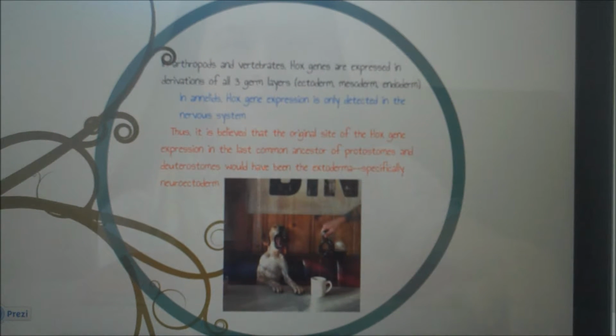In arthropods and vertebrates, Hox genes are expressed in derivations of all 3 germ layers: the ectoderm, mesoderm, and endoderm. In annelids, Hox gene expression is only detected in the nervous system. Thus, it is believed that the original site of the Hox gene expression in the last common ancestor of protostomes and deuterostomes would have been in the ectoderm, specifically neuroectoderm.